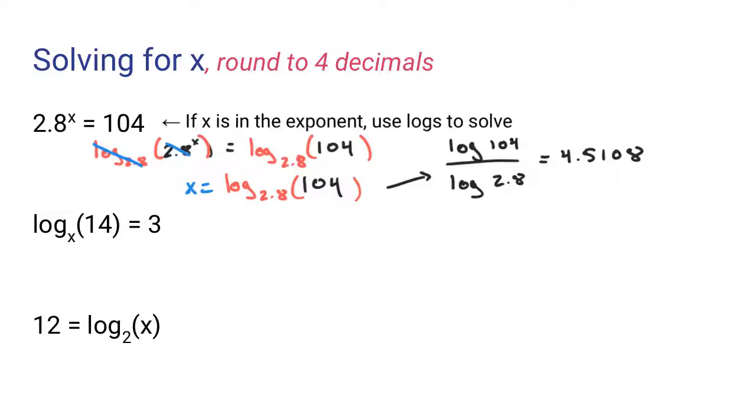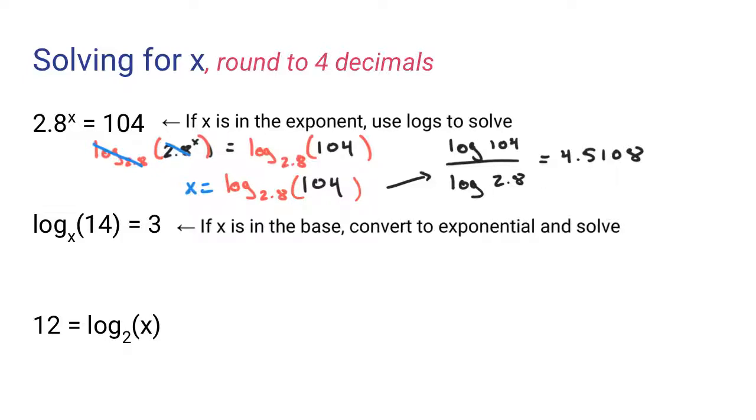The second example is where we have our x in the base. Now that's pretty rare, but when it does occur, we want to convert this into the other form. So we're going to convert into exponential form. So when we're doing our converting, we know that you have a base of x. You also know that the output of your logarithm is the exponent of that base. So we're going to put a 3 up here.